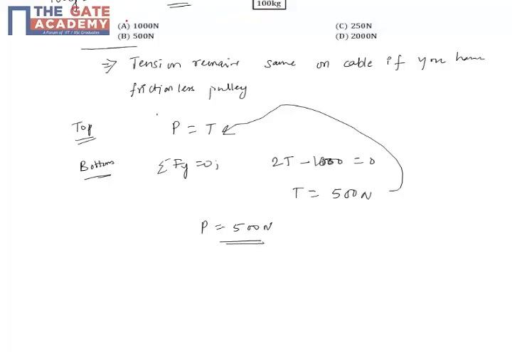So this is basically a mechanical advantage problem. You can lift a 1000 newton weight with a force of 500 newtons. That's why pulleys are used for mechanical advantage. So this is the learning we have. Answer is B. Thank you.